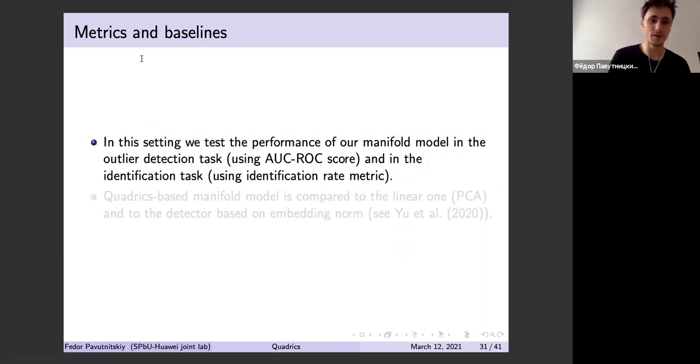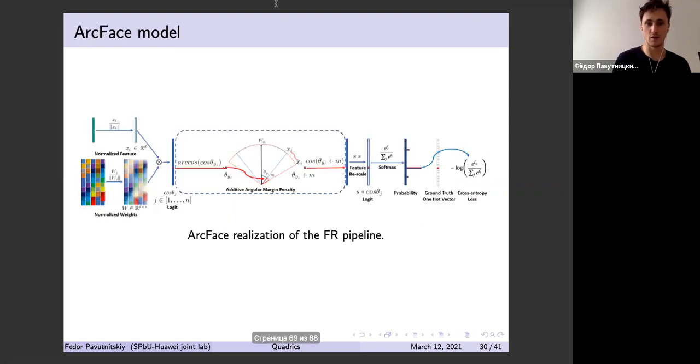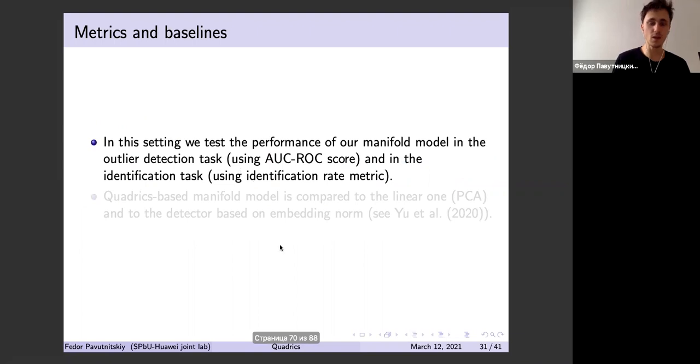Okay, so this was our setup. We used the embeddings of this ArcFace model. What tests do we perform? How do we check that the manifold we found actually works well? We perform two different types of experiments and measure two metrics. The first experiment is an outlier detection experiment, and the other one is an identification experiment.